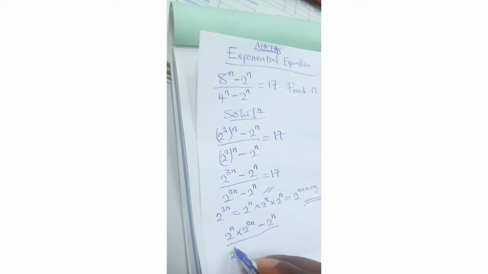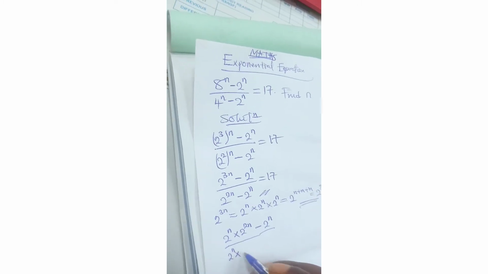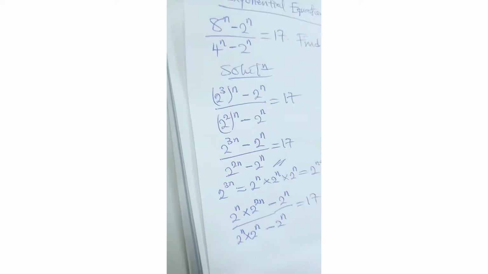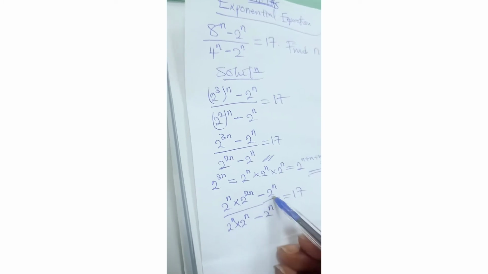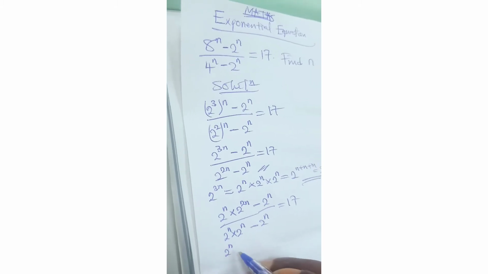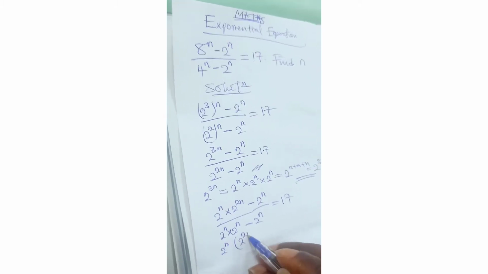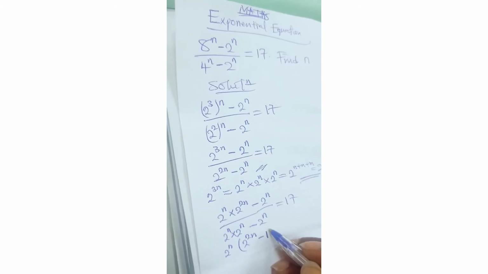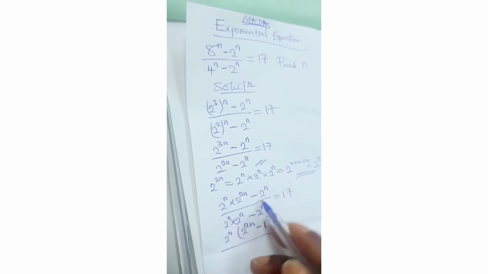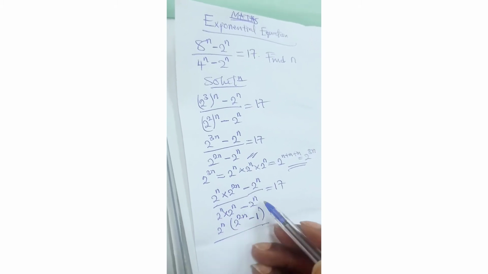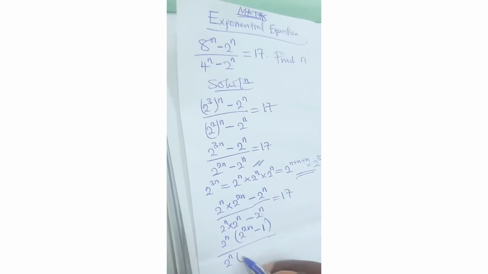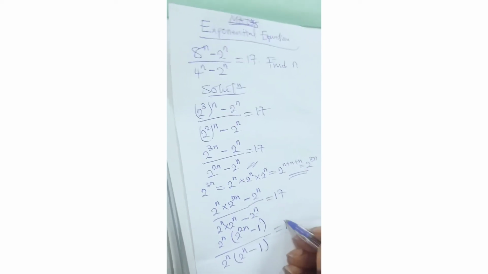You are going to have 2 raised to power n times 2 raised to power n minus 2n is equal to 17. Now, if you look at this very well, between this and this, 2 raised to power n is common. Bring it out. You are going to have 2 raised to power n into bracket 2 raised to power 2n minus 1. Then over the same thing applicable to the denominator, 2 raised to power n is common between this and this. Then you are going to bring out 2 raised to power n, then you are going to have 2 raised to power n minus 1 is equal to 17.